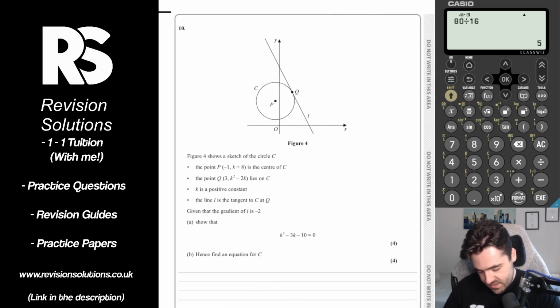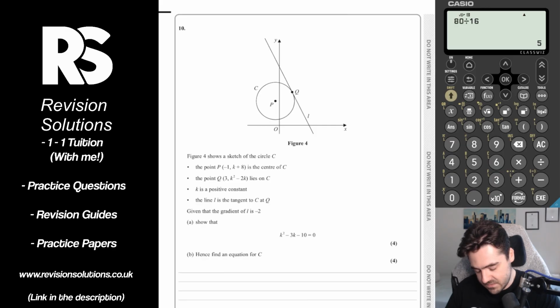Moving on to question 10, it says figure 4 shows a sketch of the circle C with 2 points P and Q. So P is the center of the circle and Q is a point on the circle. The line L is the tangent to C at Q, K is a positive constant. Given that the gradient of L is minus 2, show that K squared minus 3K minus 10 equals 0.